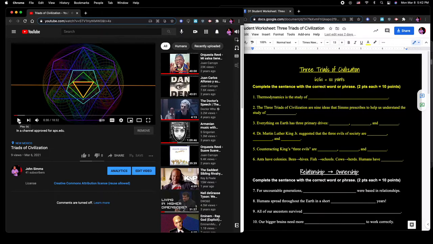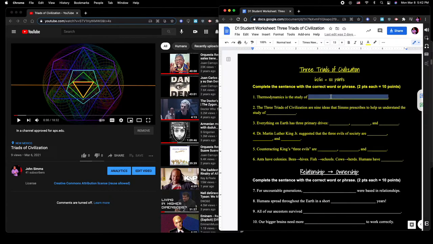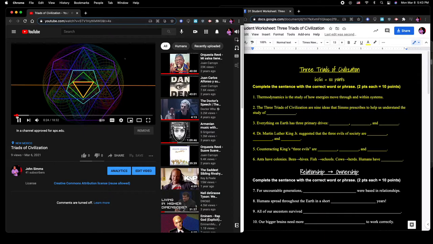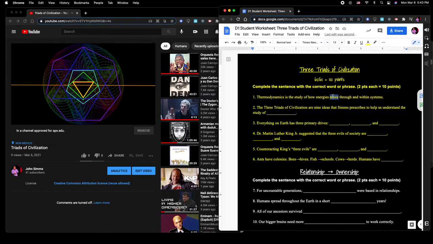I'm looking for this word. Okay, now my memory is much better because I am obviously the person who said this originally and wrote this. Thermodynamics is the study of, and then I'm going to write the answer, how energies move through and within systems. Okay. And I'm not going to trust my memory because I'm human. My memory may not be perfect. So I'm going to go back and listen to it again.